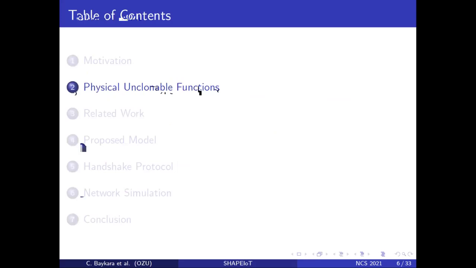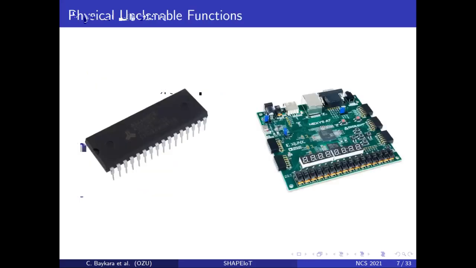Before continuing, I would like to give brief information about what physical unclonable functions are and how they work. They are basically circuits which can be implemented using a lot of different hardware already available inside IoT devices. For example, an SRAM can be used as a physical unclonable function. Even an FPGA can be used as a physical unclonable function. How they work is that for a given input, which is called a challenge, they produce an unclonable output, which is called a response, that serves as a unique identifier for that specific device.